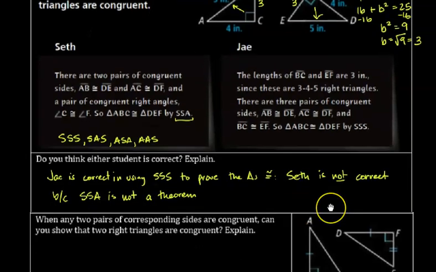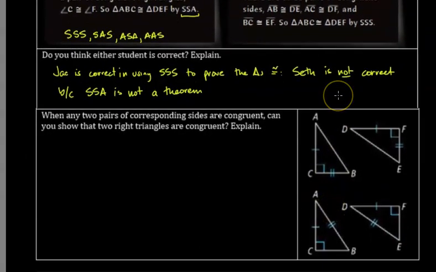So that's going to lead us to another question that says, when any two pairs of corresponding sides are congruent, can you show that two right triangles are congruent, and explain? So, that question above, we had right triangles with two sides congruent. Does it matter which two sides that we have? Jay used the Pythagorean theorem to find a missing side that was a leg.